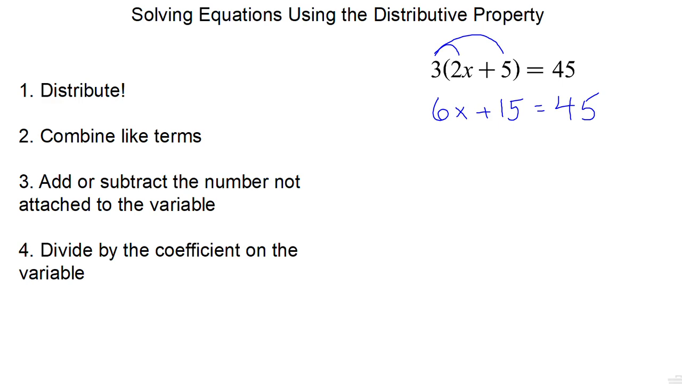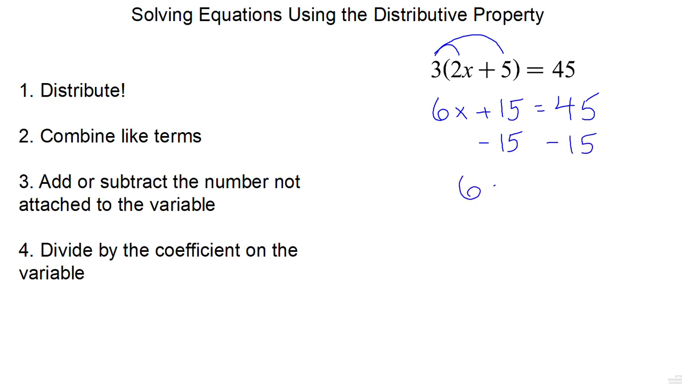From here, the second step says combine like terms. We don't have any like terms here to combine, so we'll skip step 2. Now it's just a regular linear equation where you've got some stuff attached to the variable, like the 6 is attached to the x, and some stuff on that same side that's not attached to the variable, like the plus 15. So the first step now is to get rid of the stuff that's not attached to the variable. The opposite operation of plus 15 is minus 15, so we'll do that to both sides.